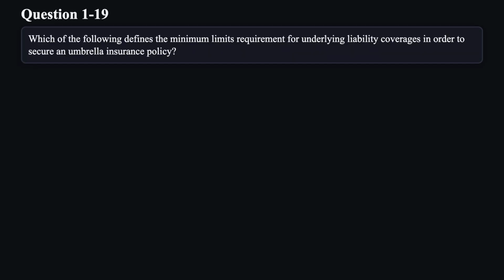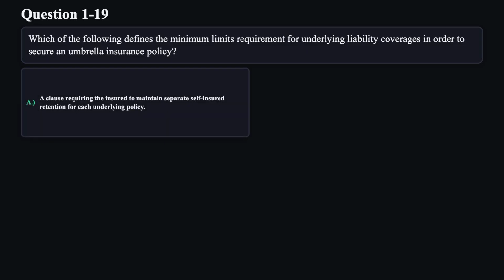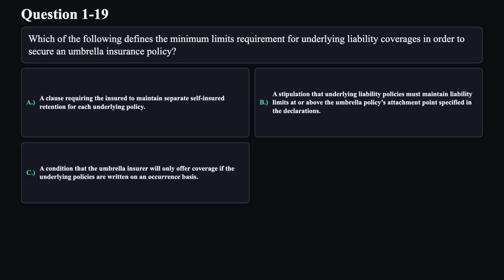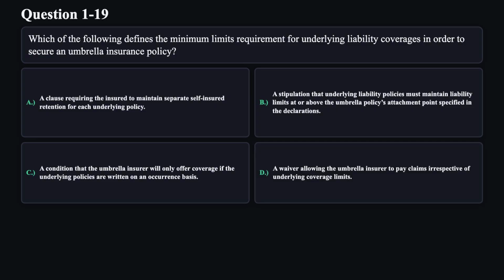Question 19. Which of the following defines the minimum limits requirement for underlying liability coverages in order to secure an umbrella insurance policy? A. A clause requiring the insured to maintain separate self-insured retention for each underlying policy. B. A stipulation that underlying liability policies must maintain liability limits at or above the umbrella policy's attachment point specified in the declarations. C. A condition that the umbrella insurer will only offer coverage if the underlying policies are written on an occurrence basis. D. A waiver allowing the umbrella insurer to pay claims irrespective of underlying coverage limits.